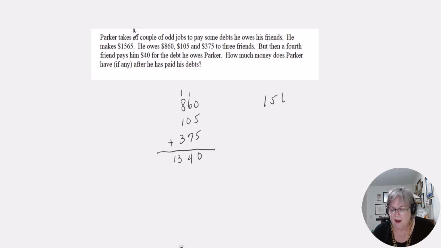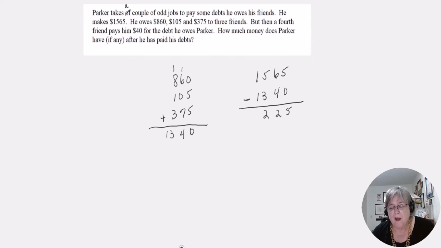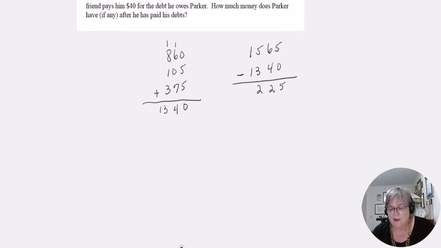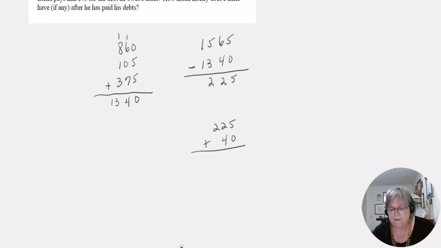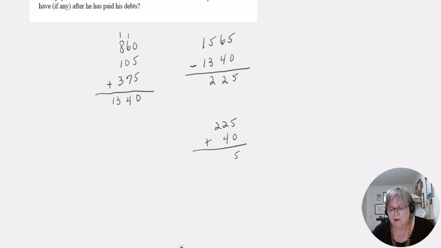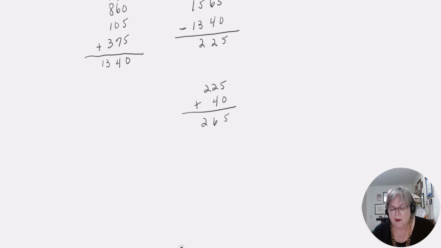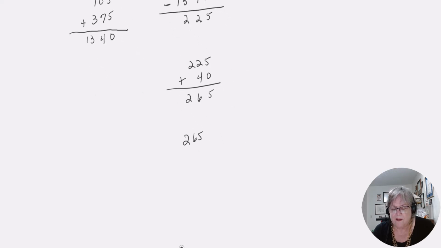So let's see. He has 1,565. He is going to pay out $1,340. So 5 minus 0 is 5. 6 minus 4 is 2. 5 minus 3 is 2. So he has $225 left of the money that he earned in the odd jobs. But he had a friend pay him back $40. So he had his $225 plus the $40 that his friend paid him. And 5 plus 0 is 5. 2 plus 4 is 6. 200. So total, he has $265.